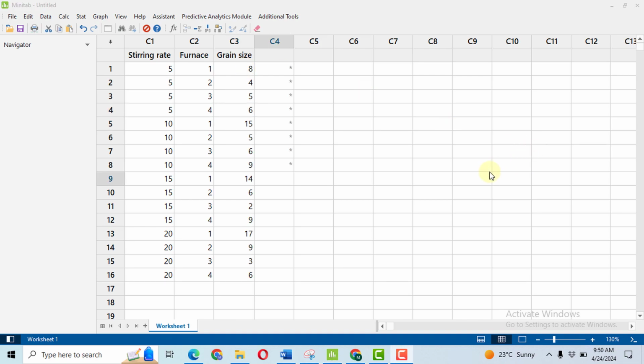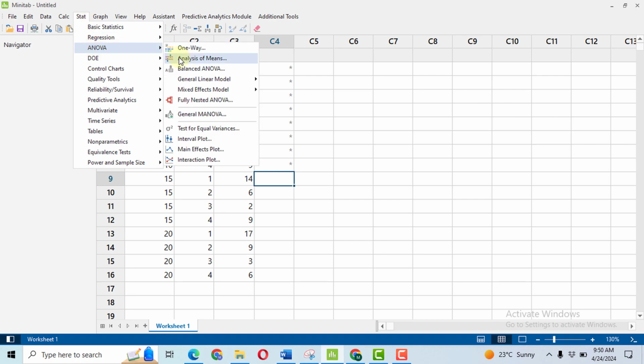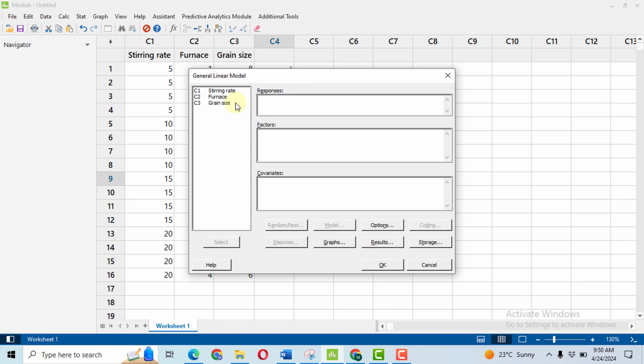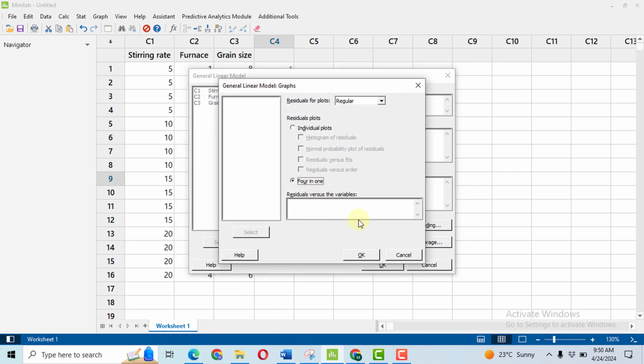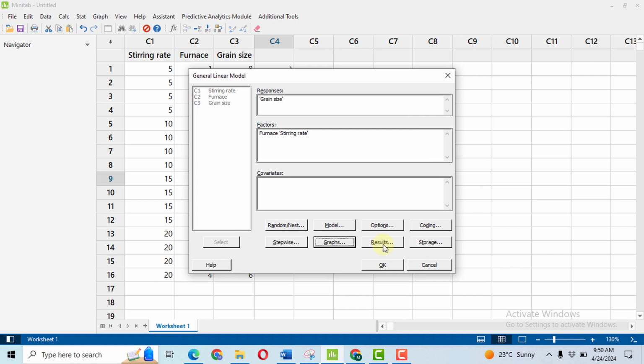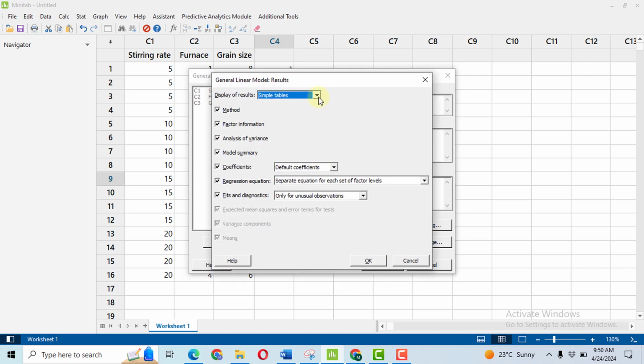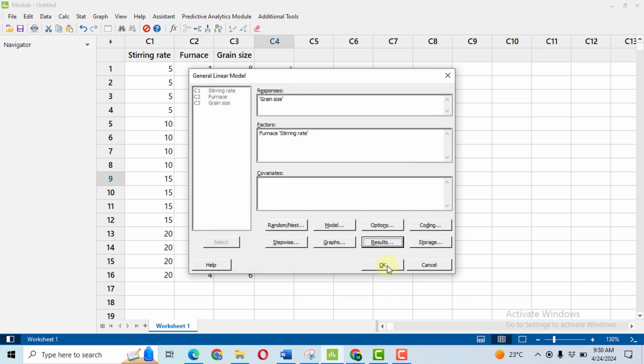Now after data entry, click on Stat, then ANOVA, General Linear Model. Fit General Linear Model, click on Response, Grain Size, click on Factors, Furnace, Stirring Rate, go to Graph, here select 4 in 1, these are for the assumption checking, then go to Results, here select the expanded table, because the expanded table will give me the percentage contribution of each parameter on the response variable.